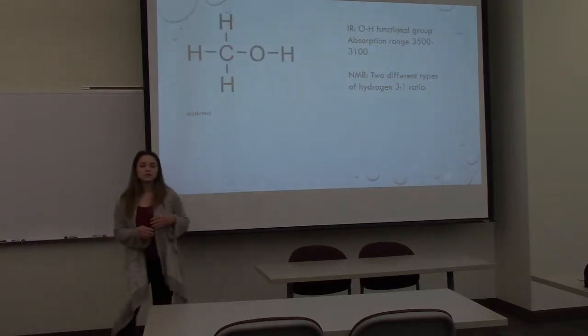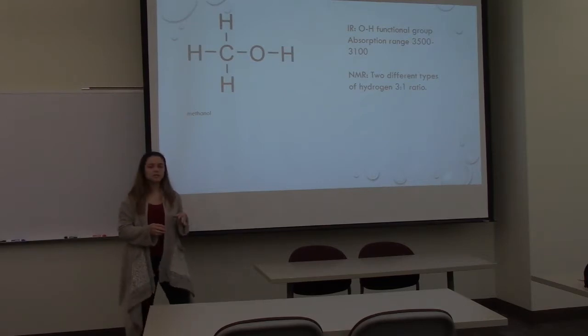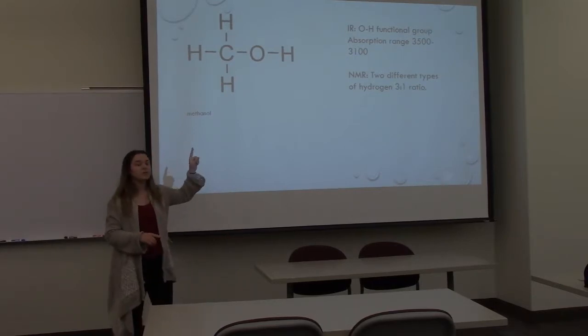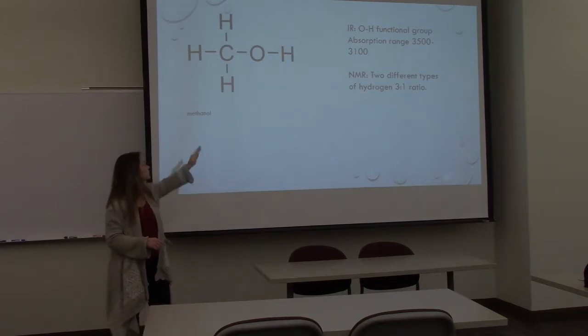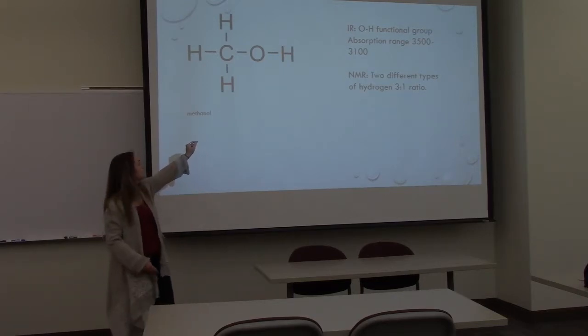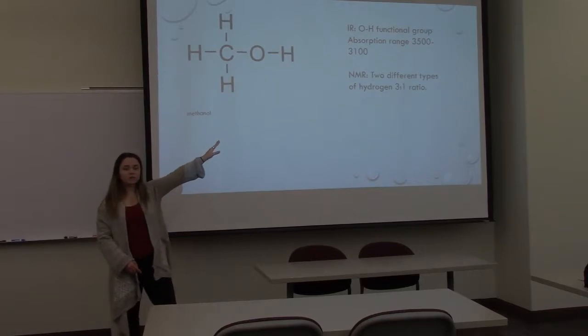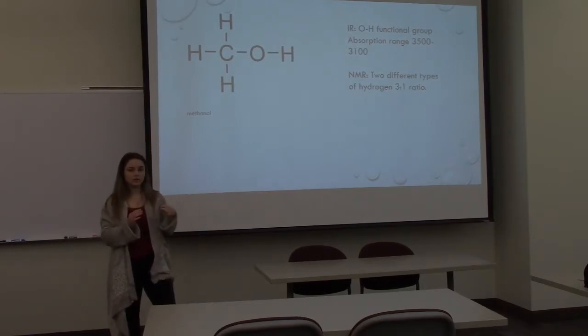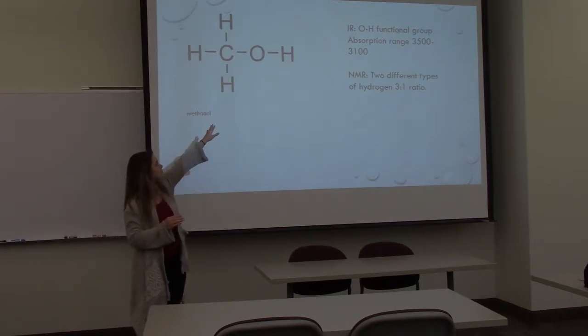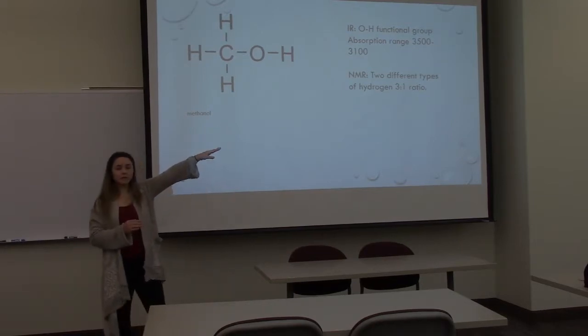Okay, so just a little example to show you guys how we did this. In our experiment, we worked backwards, so we used the information that we found from the IR and the NMR to figure out the compound, but this is what the compound tells us that we should see in the IR and the NMR. So this compound right here is methanol, and as you can see, the IR would tell us that there's an OH functional group, and the OH functional group would be in a predetermined range of 3,500 to 3,100. And so we see that there's an OH functional group, and the IR would tell us that.